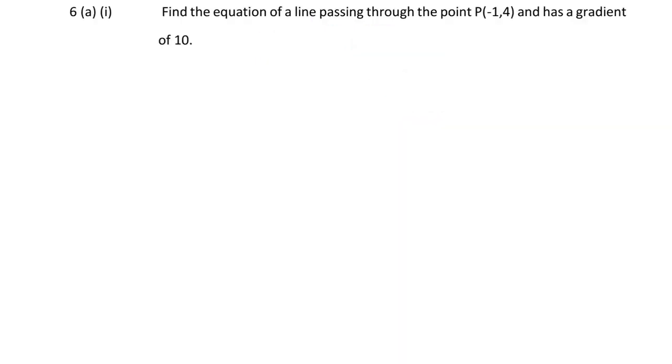Question number 6, part A, Roman 1. Find the equation of a line passing through point P (negative 1, 4) and has a gradient of 10. This is a coordinate geometry problem. Let us recall the general formula for the equation of a line, which says y equals m(x minus x1) plus y1. From the information given in the question, x1 is negative 1, y1 is 4, and m is the gradient, which we have been given as 10.